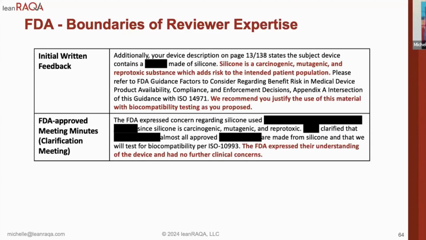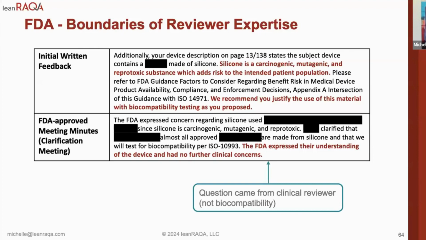Here's an example where we had written feedback, and then we were able to have a subsequent clarification meeting where the reviewers actually showed up, not just an email. In the written feedback, we got kind of an odd response that said silicone was carcinogenic and all these things, and that we recommend that you just justify this material with biocompatibility testing. And so it's like, okay, we already proposed biocompatibility testing. What else do you want?